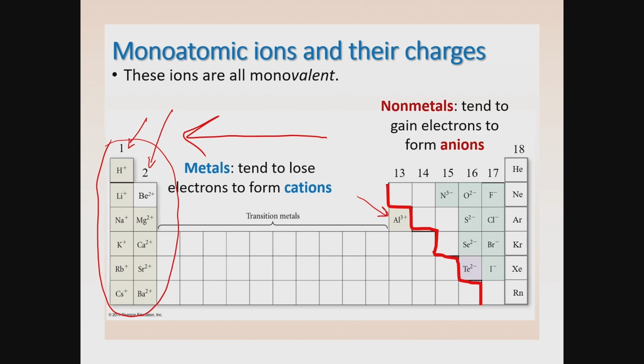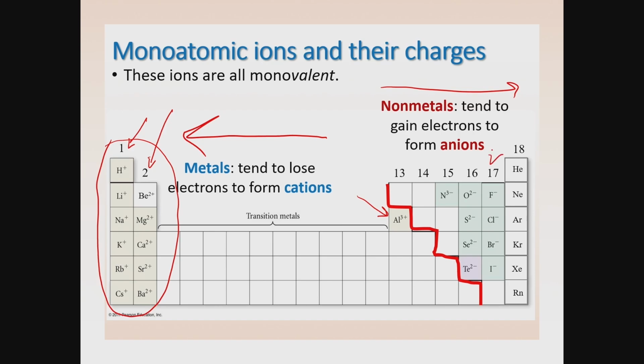Now let's look at the nonmetals here. So here we're looking at the nonmetals. And so what I'm hoping you can see is that the nonmetals, when they become ions, tend to gain electrons. They have more electrons than protons in the ion, and so they're called anions.